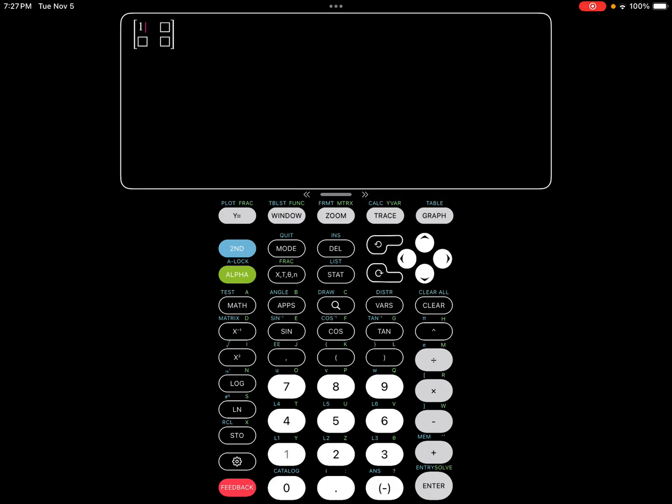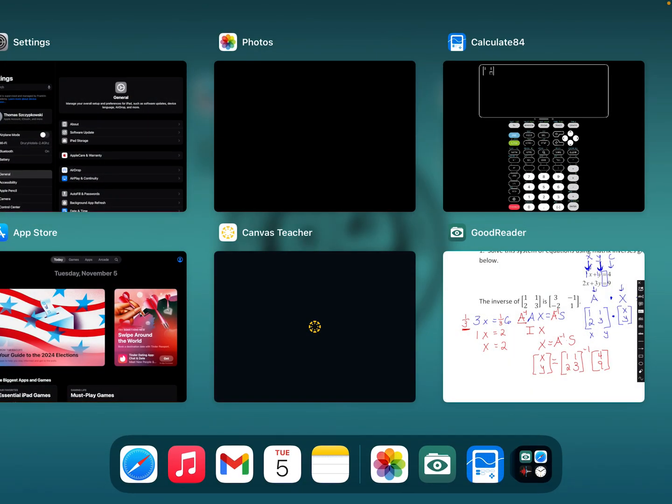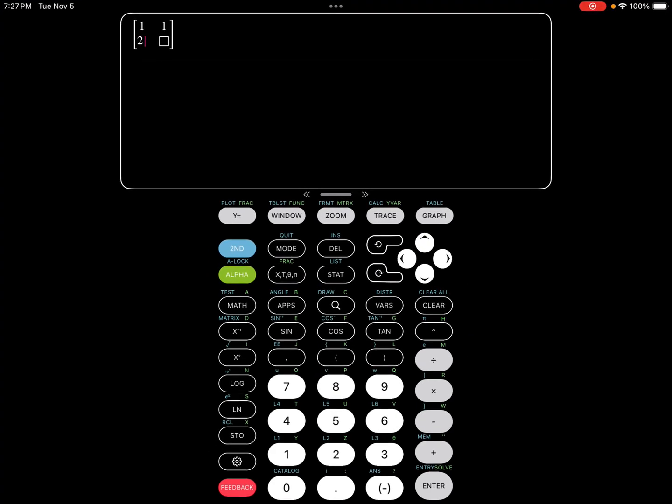And my matrix was 1, 1, and then I think 2, 3. But let me make sure. That's right, 1, 1, 2, 3. I'm going to go outside the matrix, and if you look 2 buttons down from the alpha button, right underneath math is a button that says x to the negative 1. That's my inverse button. I'm going to hit that button.